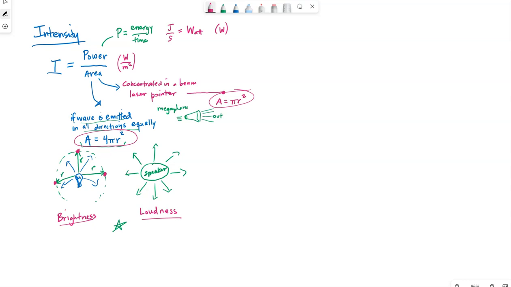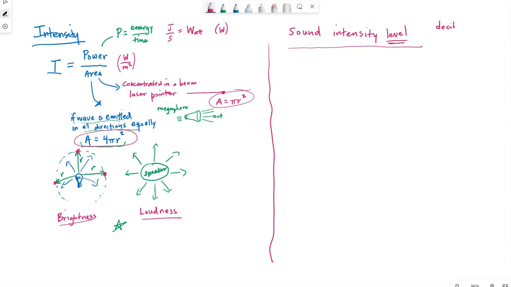Now, one other situation here is with sound, we talk about what's called a sound intensity level. This one word means we're not talking watts per meter squared. It means we're going to talk decibels. We'll see that abbreviated as a lowercase d and a capital B.